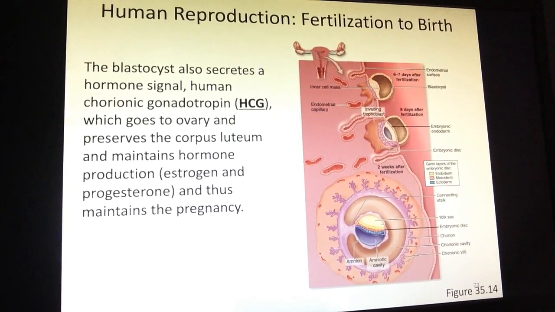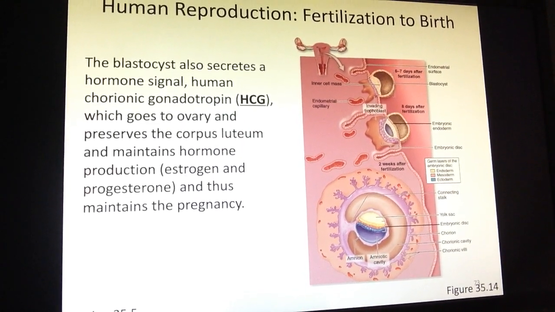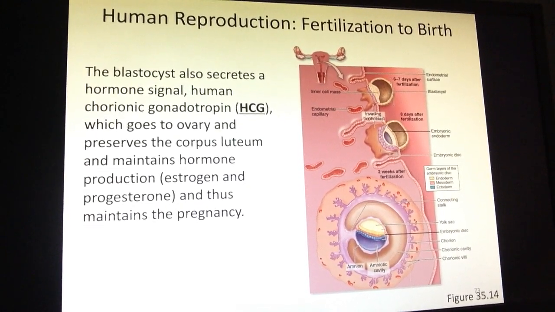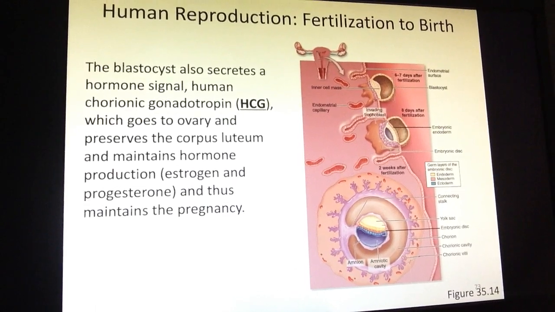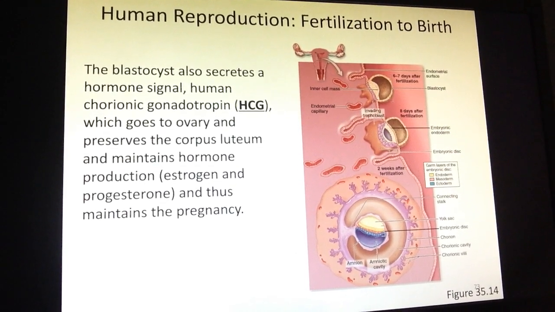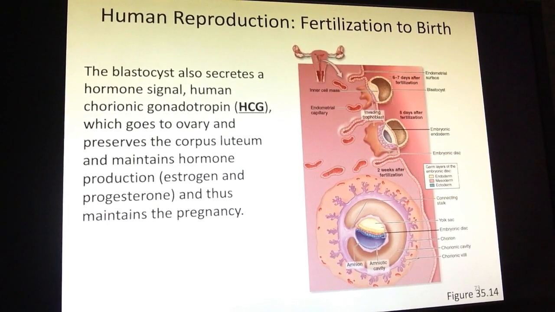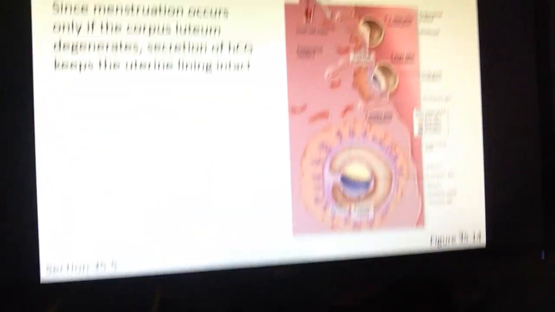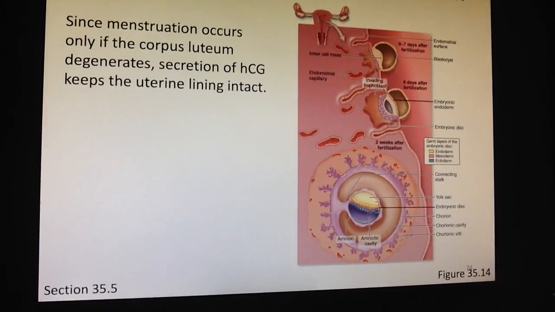Okay, slide 73 here, HCG. Now, it ends up in the urine, and if you urinate on that pregnancy stick, you can tell whether there's a zygote or an embryo, both of which produce this HCG. Okay.